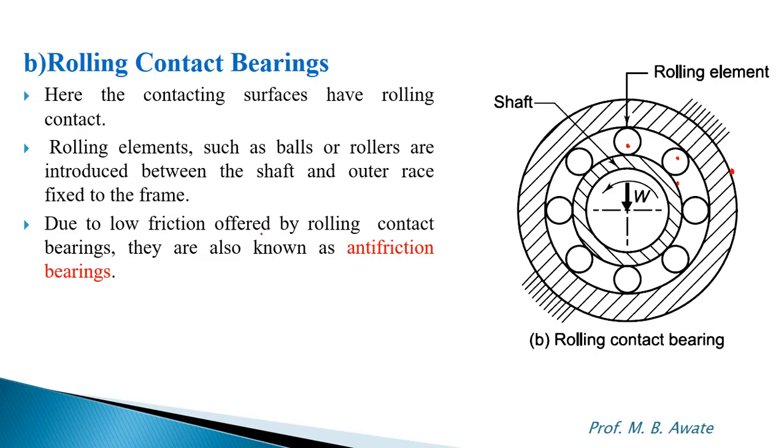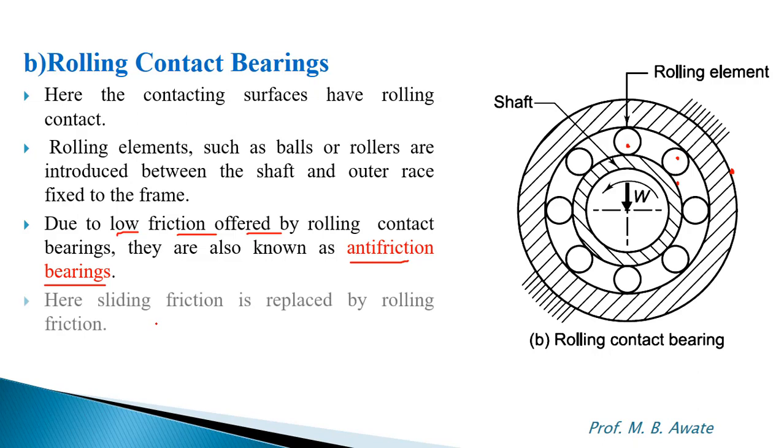And here, as the elements are in the form of balls or rollers, the type of contact is, I will say, rolling type, and due to that low friction is offered. That's why rolling contact bearings are also known as anti-friction bearings.